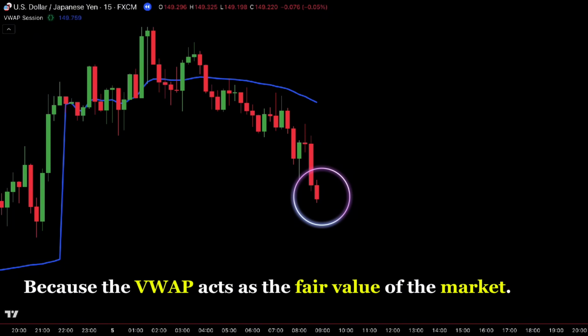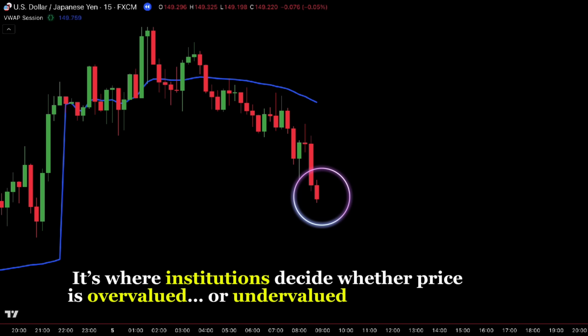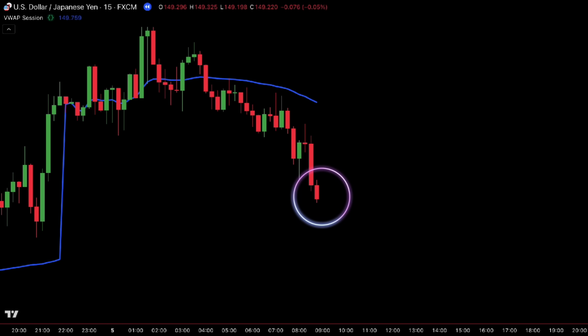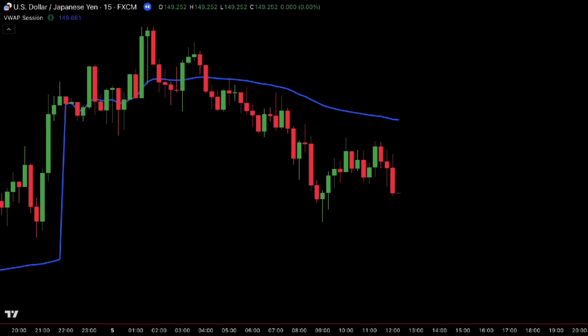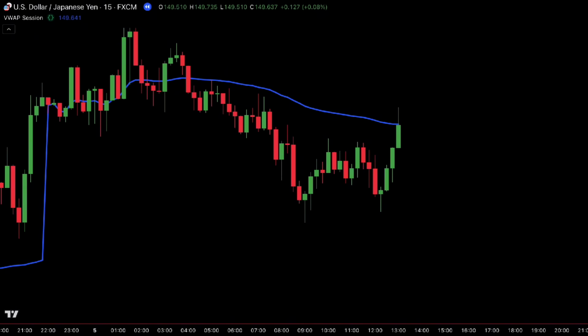Because the VWAP acts as the fair value of the market. It's where institutions decide whether price is overvalued or undervalued. So instead of rushing in, you wait for price to pull back to the VWAP to retest fair value. Now watch what happens next. Price climbs back up, touches the VWAP, and then gets rejected. That's not random. That's smart money stepping in, seeing fair value as the perfect place to sell.